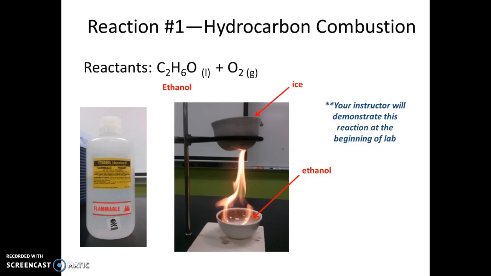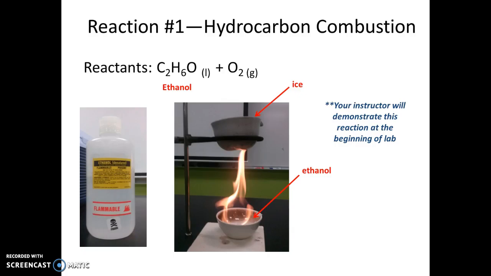The other ceramic dish that we have here is filled with ice, and the purpose of the ice is to help you observe the products of this reaction. The products of hydrocarbon combustion are always exactly the same. It's always carbon dioxide and water. You won't be able to observe the carbon dioxide, but you will be able to observe the water, and that's the purpose of this ice. The ice is going to make the ceramic dish cold and provide a cold surface for the water that forms in the combustion reaction. That water will condense on the ceramic dish.